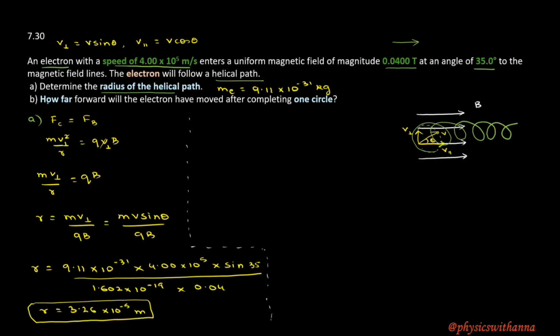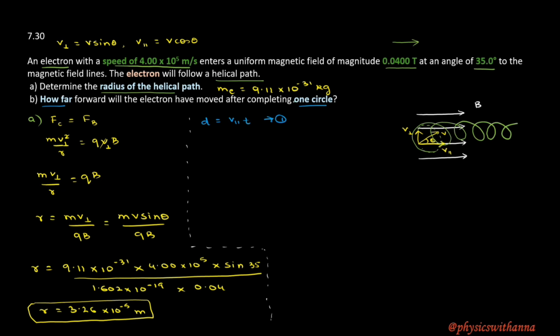Next in part B, they're asking us how far forward will the electron have moved after completing one circle. When they are asking you how far forward, that means they are asking you the distance d the electron covers when it is completing one circle. We can calculate the distance d by multiplying speed with time. And here the component of velocity responsible for taking the electron forward is v parallel. So I will multiply v parallel with time t. I know v parallel is v cosine theta. I need to find what is the time t. So let me call this equation 1 and go along to find what is the time t.